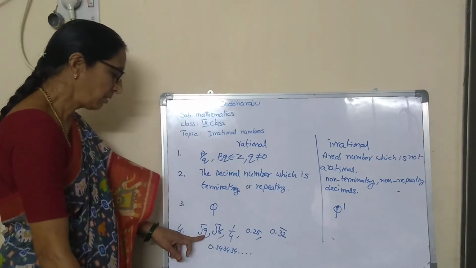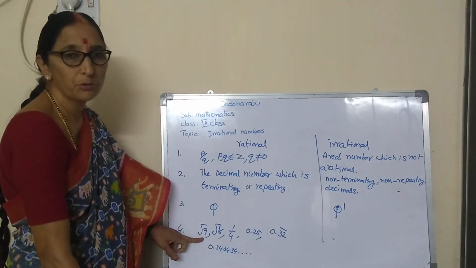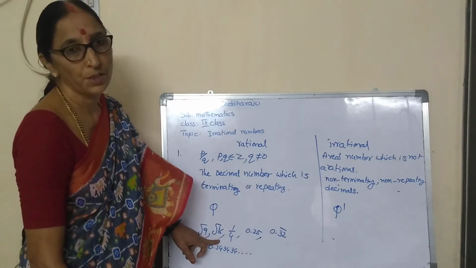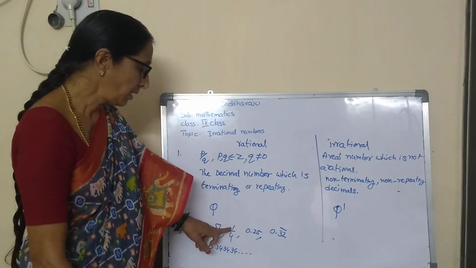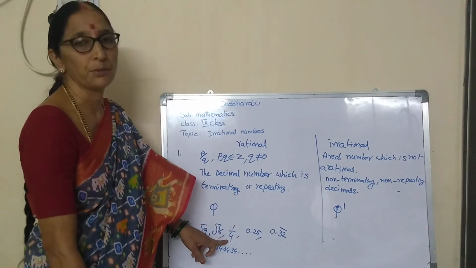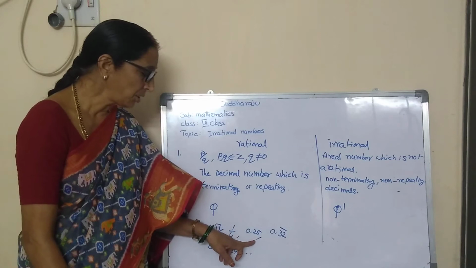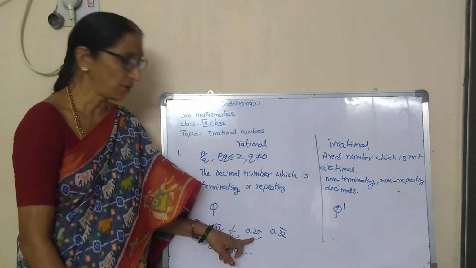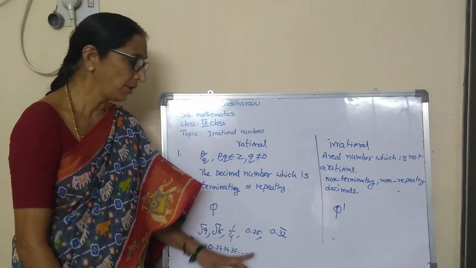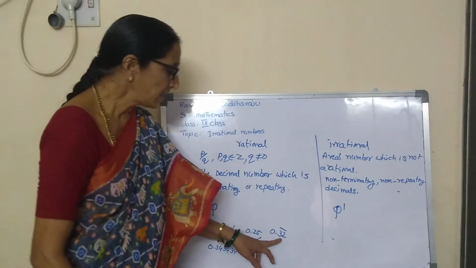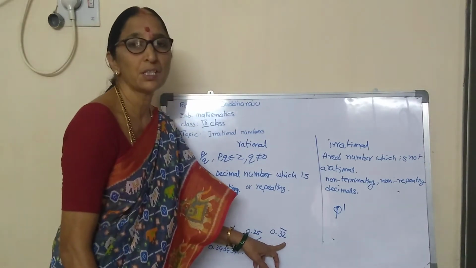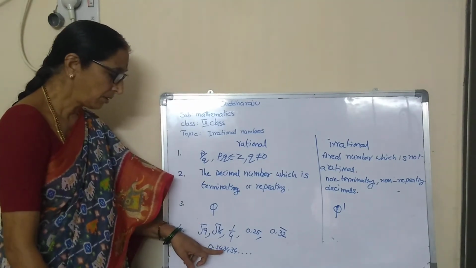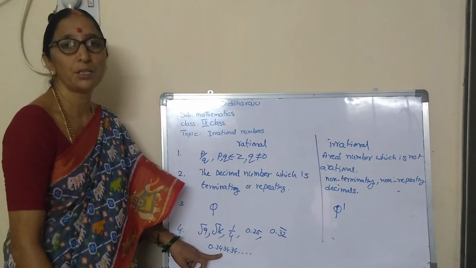It is a rational number because the value of root 9 is 3. It is also a rational number because the value of root 16 is 4. This is a rational number, it is in the form of p by q. This is also a rational number because we can write the decimal number in the rational form. It is 25 by 100. This is also a rational number because it is a repeating decimal. This is also a rational number because it is also a repeating decimal.